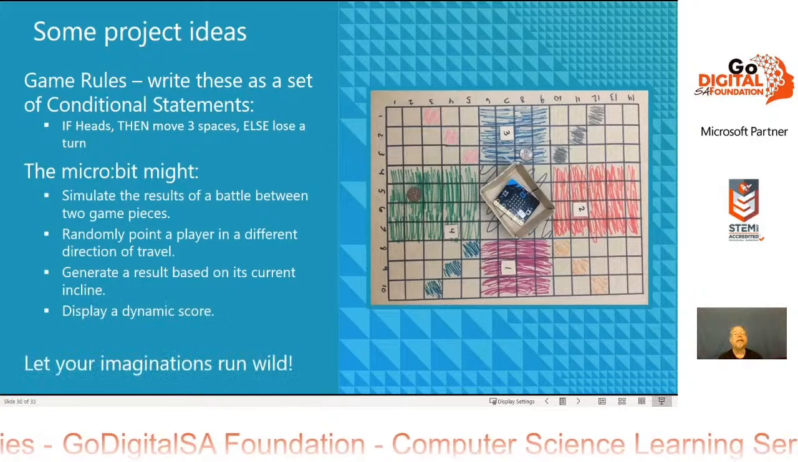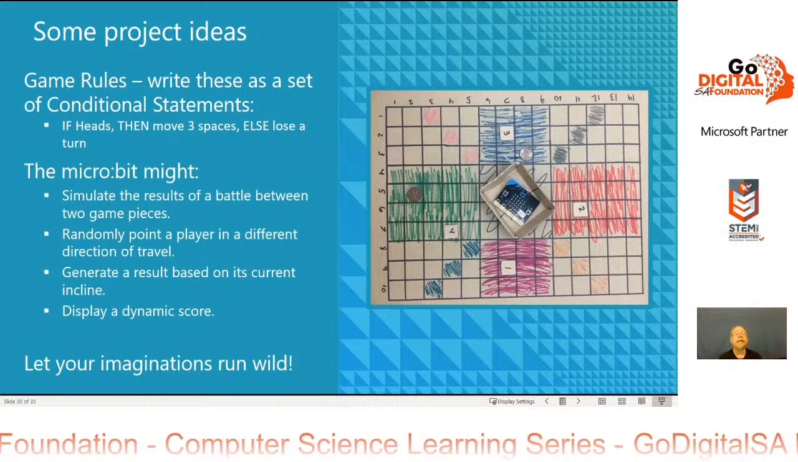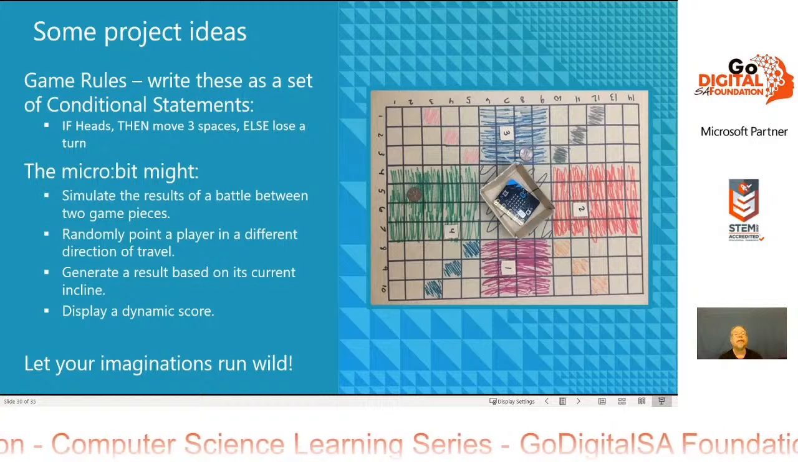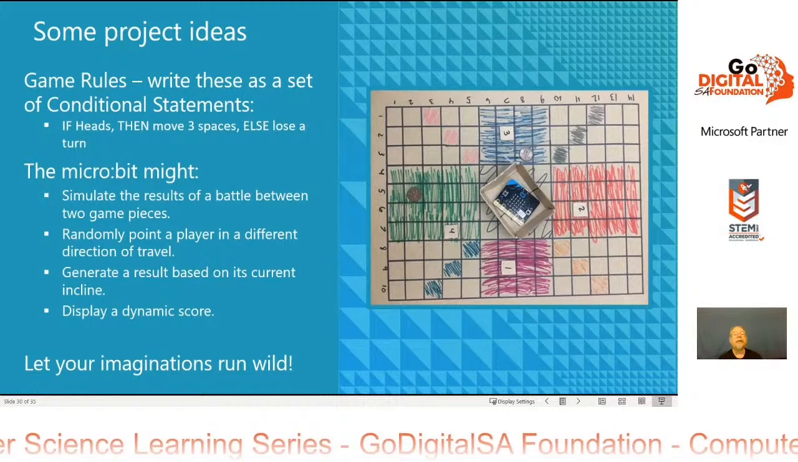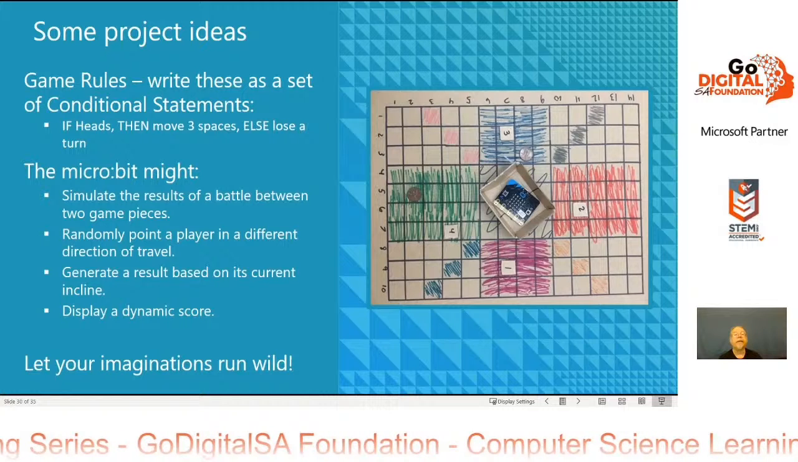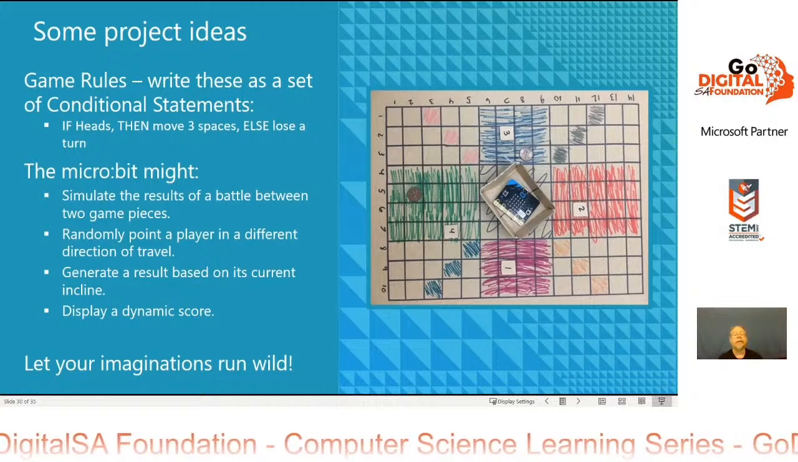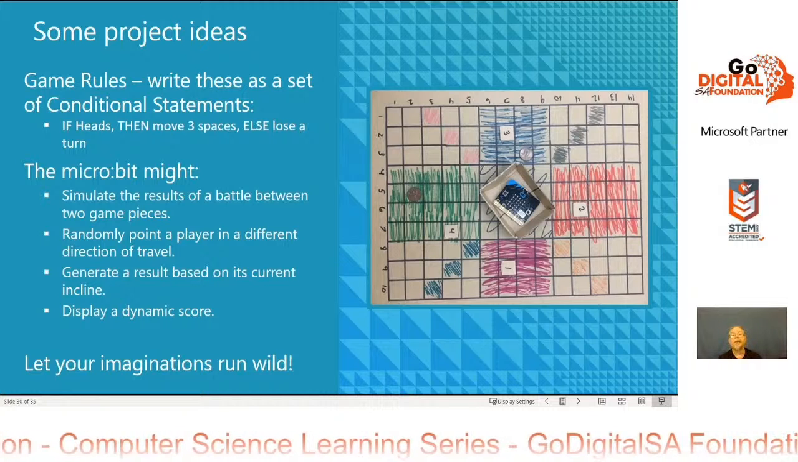So here's some ideas. Game rules. Write these as a set of conditional statements. If heads, then move 3 spaces, else lose a turn. Okay, so the microbit might simulate the result of a battle between 2 game pieces, or randomly point a player in a different direction of travel, or generate a result based on its current incline, or display a dynamic score. So you can do whatever you like.